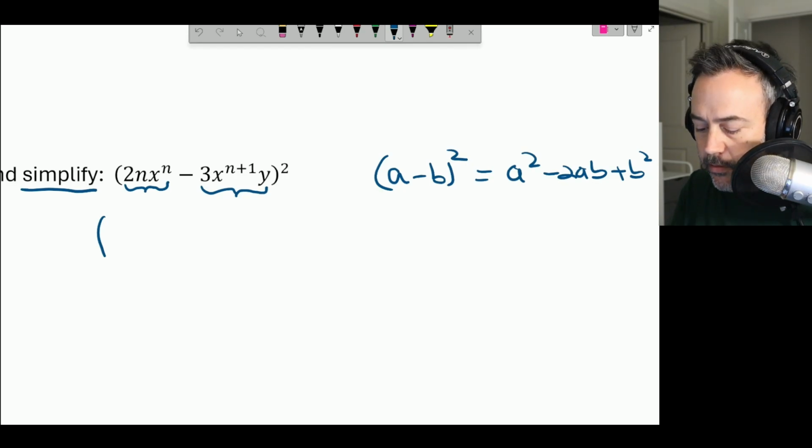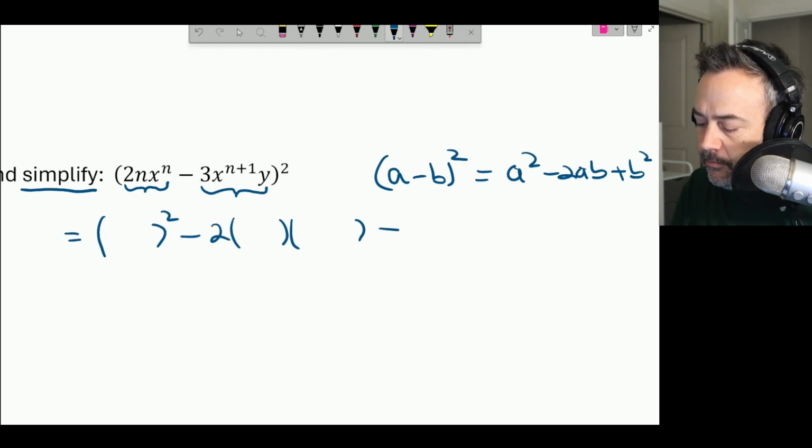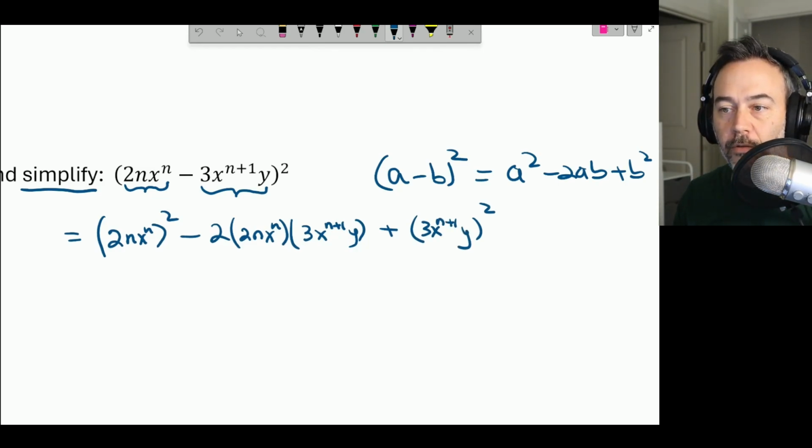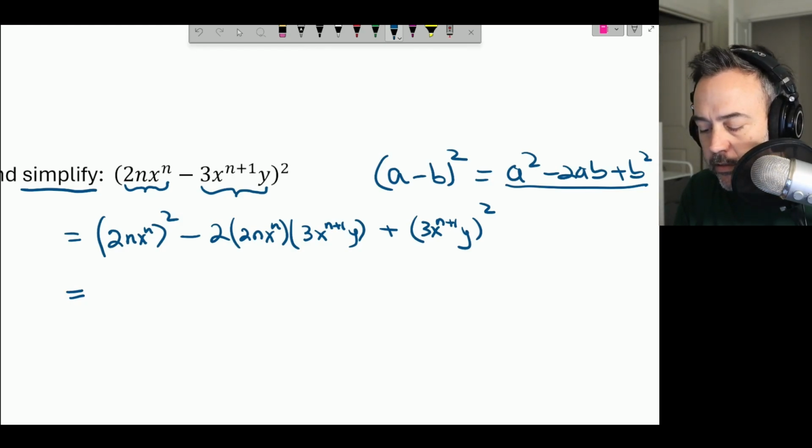Let's expand it. So that would be a squared minus 2ab plus b squared. Let's fill in what all those parts are. 2n x to the n, 3x to the n plus 1 y. I just copied a and b down to the general formula, and I just use parentheses instead of a's and b's. Simplify the exponents and you're done.